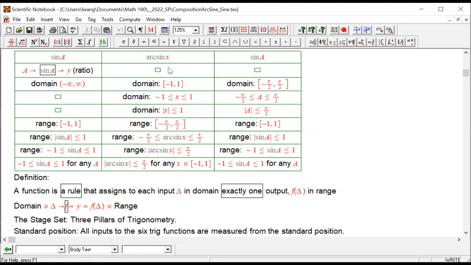And arc sine takes an input, and the input is a ratio. One input, one ratio, goes through this function and produces exactly one angle, which is A. But these A are very specific. The range is between negative pi over 2 and pi over 2.